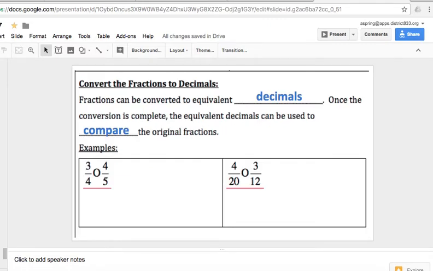All right, 2 more to go. Converting fractions to decimals. This might be one of my favorites just because I do it a lot and I like to think about money because I think money is easier to compare than fractions. Converting a fraction to decimals is one strategy that you could use. Fractions can be converted to equivalent decimals. Once the conversion is complete, the equivalent decimals can be used to compare the original fractions.